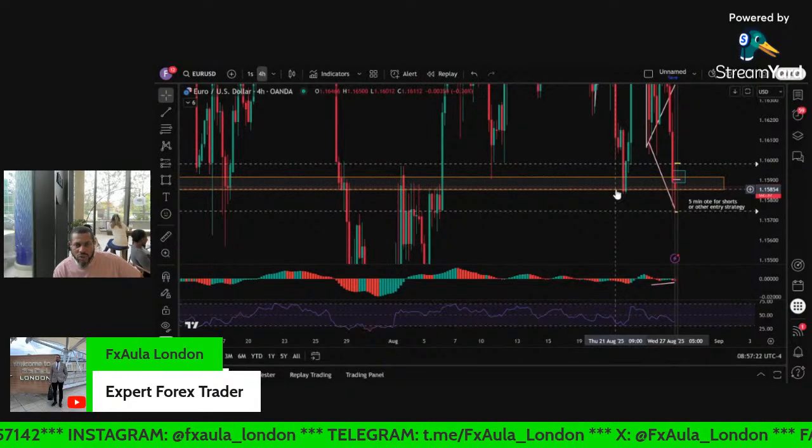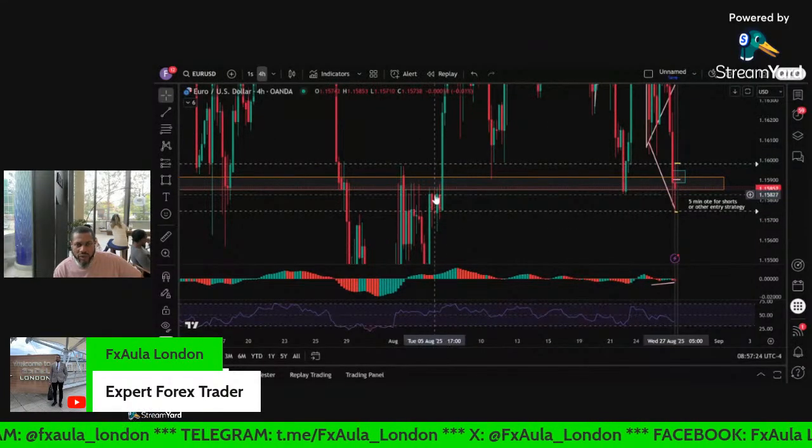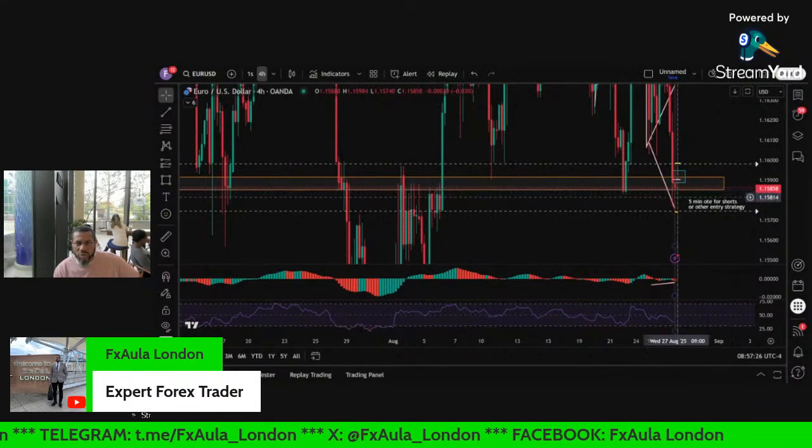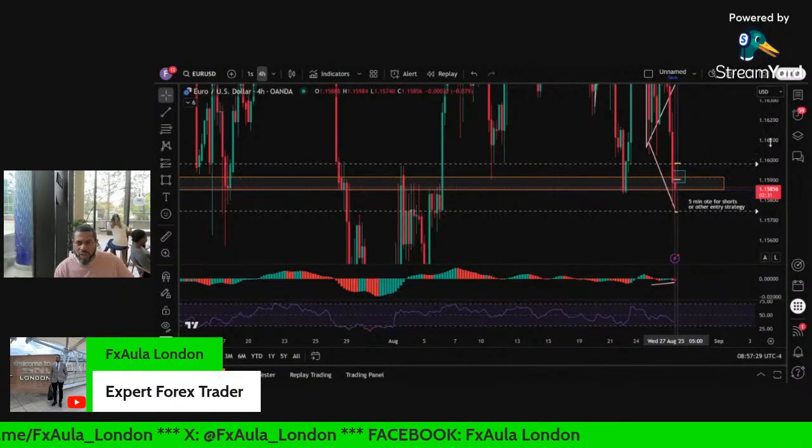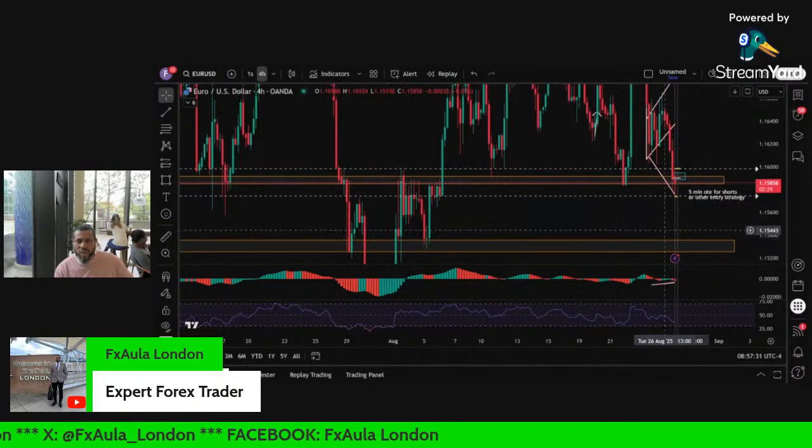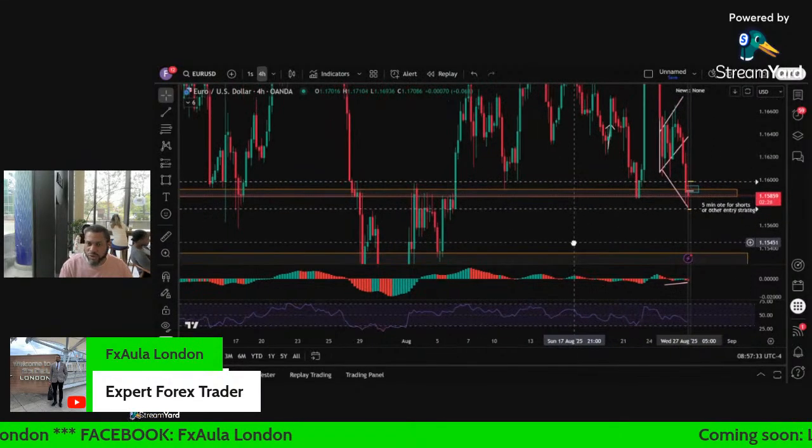I'm looking at this place, and we also have this place here. It's a bit complicated, but on the 1 hour, it's already indicating to me that price may want to go down. So let's see what happens.